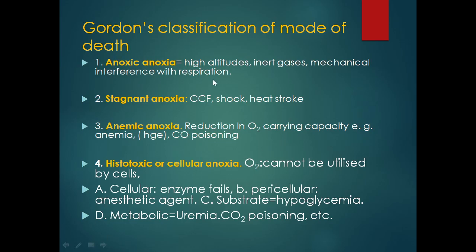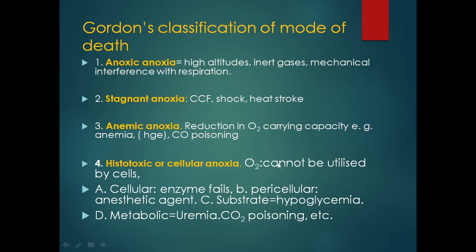Anoxic anoxia occurs in high altitudes, with inert gases, and with mechanical interference with respiration. Remember mechanical interference with respiration in forensic medicine; this is highly important. Then stagnant anoxia: congestive cardiac failure, shock and heat stroke. Anemic anoxia is because of reduction in oxygen carrying capacity of blood, as in anemia and carbon monoxide poisoning.